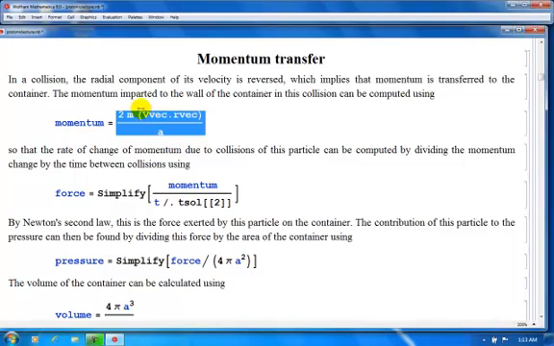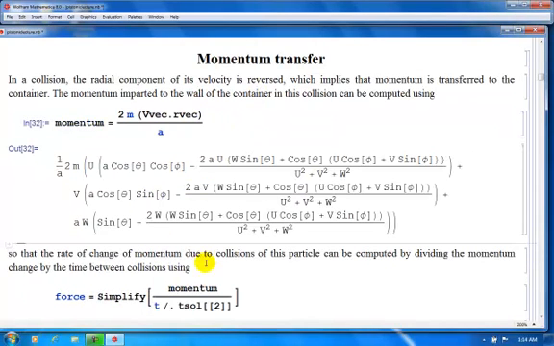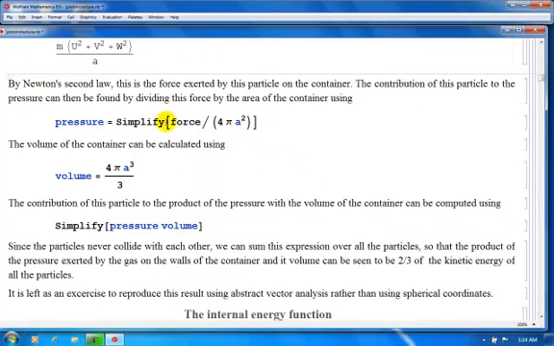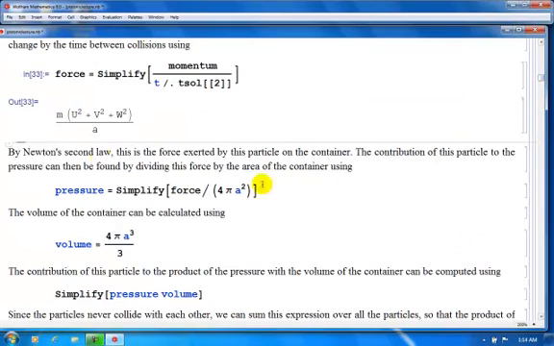Right. So from Newton's laws of motion, if we divide the change in momentum by the time, then that's the rate of change of momentum, and that should be the force which the particle exerts on the container. So we do that. We better do the momentum first. And we do the force. If we now look at the force, isn't that beautiful? So the force is just proportional to the kinetic energy.